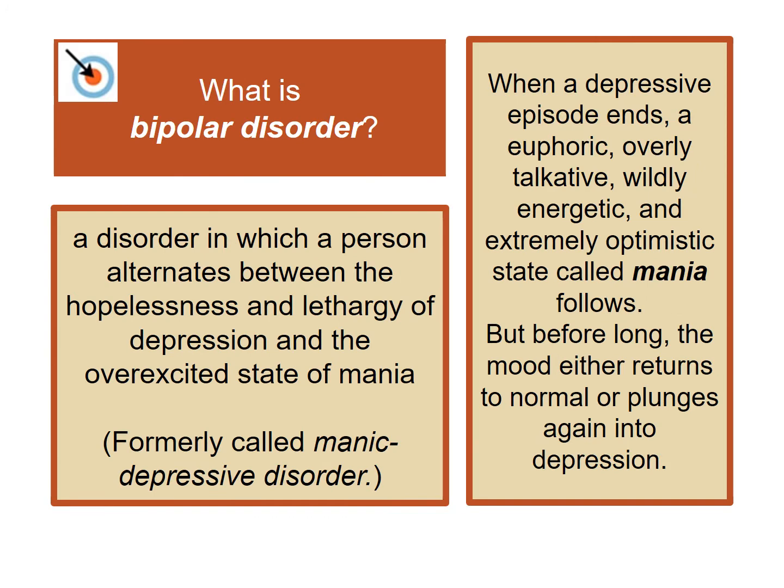What is bipolar disorder? This is a disorder in which a person alternates between the hopelessness and lethargy of depression and the overexcited state of mania, formerly called manic depressive disorder. When a depressive episode ends, a euphoric, overly talkative, wildly energetic, and extremely optimistic state called mania follows. But before long, the mood either returns to normal or plunges again into depression.